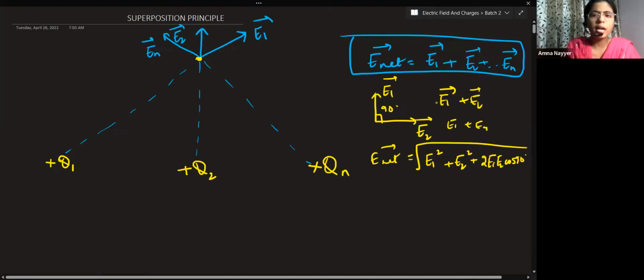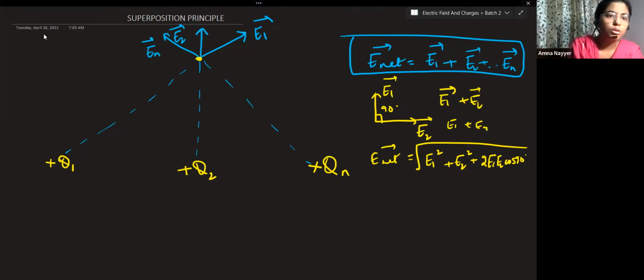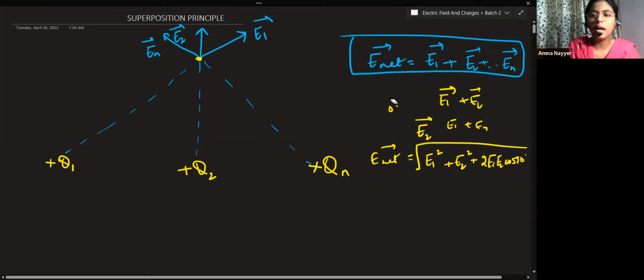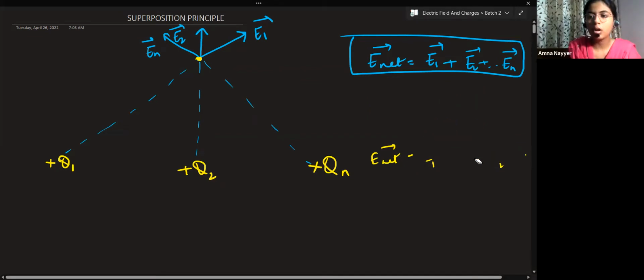All right, because you are not adding scalar quantities. So apply the parallelogram law. I'll discuss the parallelogram law once more for all those who don't remember it.